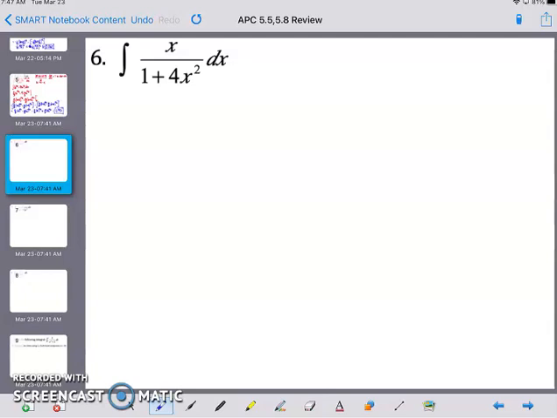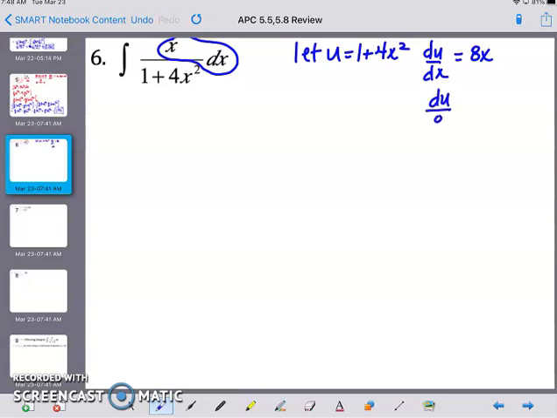So in this case, I want to do a u substitution where I am going to let u be 1 plus 4x squared. And then my du dx, derivative of 1 is 0. Derivative of 4x squared is going to be 8x. Now, I don't have the 8, but I do have the x dx, right? So I'm going to divide du by 8, and then I'm going to multiply x by the dx. So I know that I will be substituting in du over 8 for my x dx.